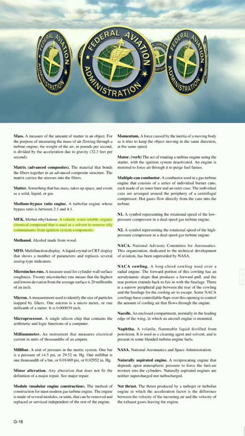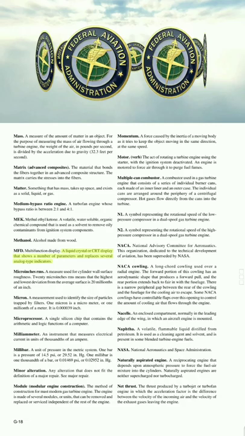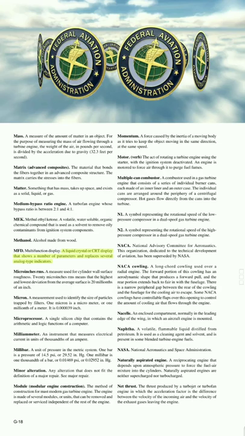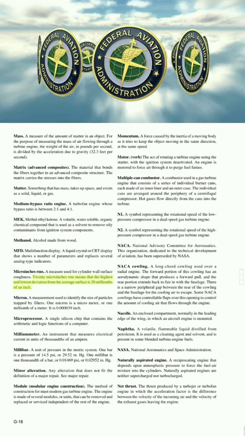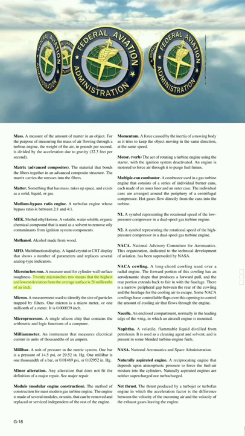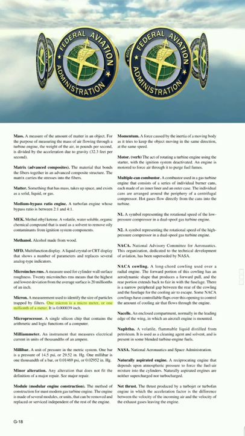MFD. Multifunction display. A liquid crystal or CRT display that shows a number of parameters and replaces several analog type indicators. Microinches RMS. A measure used for cylinder wall surface roughness. 20 microinches RMS means that the highest and lowest deviation from the average surface is 20 millionths of an inch. Micron. A measurement used to identify the size of particles trapped by filters. 1 micron is a micrometer, or 1 millionth of a meter.